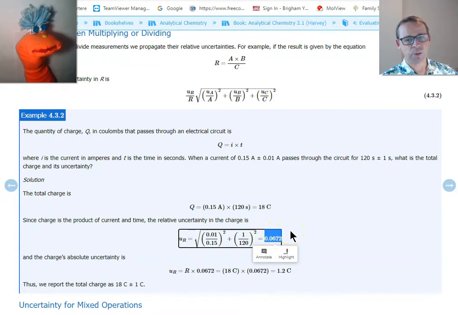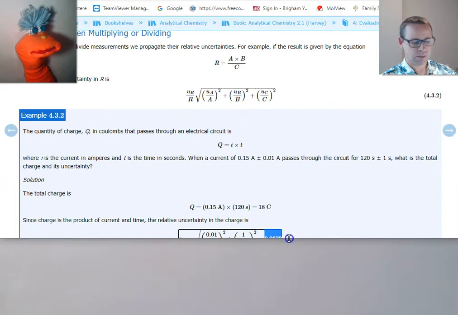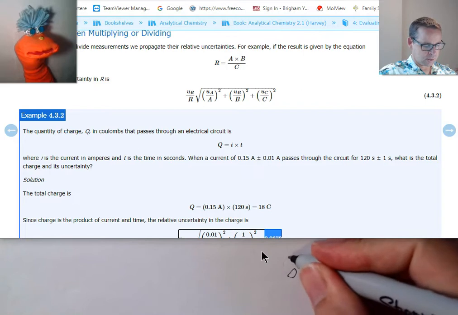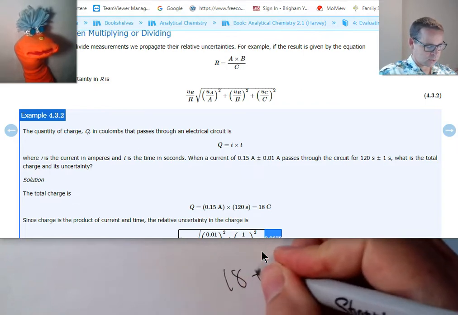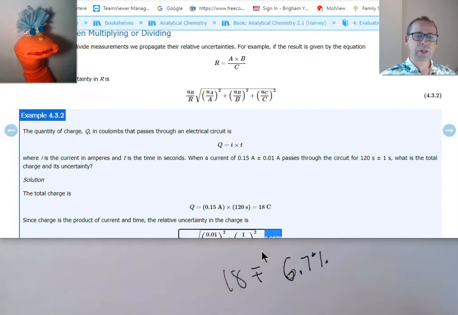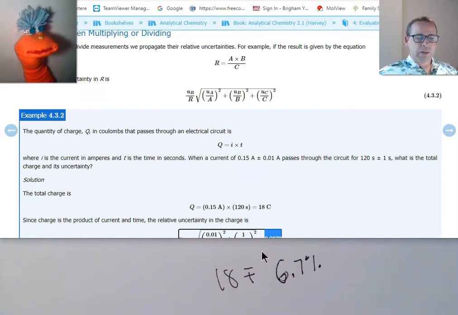And a percent error is always easy to understand because if, for example, the resulting value is 18 and I say plus or minus 6.7%, right? That's really clear and everybody knows what to do with that. 18 plus or minus 6.7%. Okay? Very good.